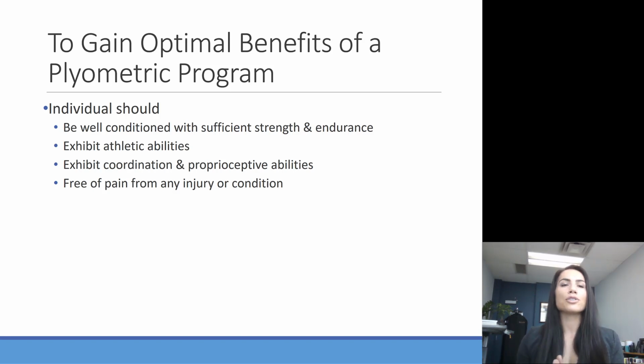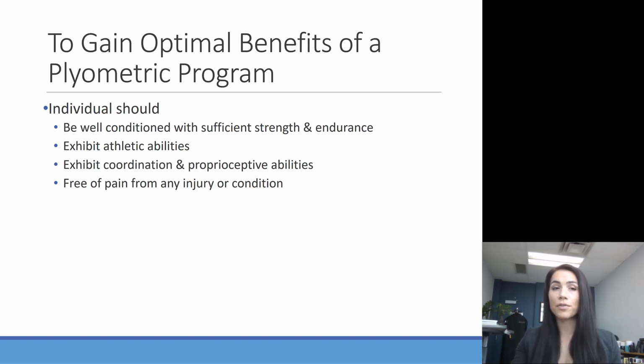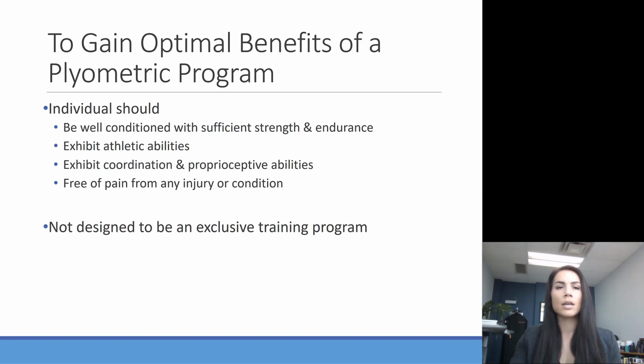Our client should also exhibit athletic abilities, coordination and proprioception abilities, and they need to be free of pain or any type of injury. So if you have a client who has knee pain or knee injuries or an ankle injury or things like that, adding this kind of athletic plyometric movement is probably not the best way to progress them. Once they're free of that pain and or injury, then you can move forward and have them do that.